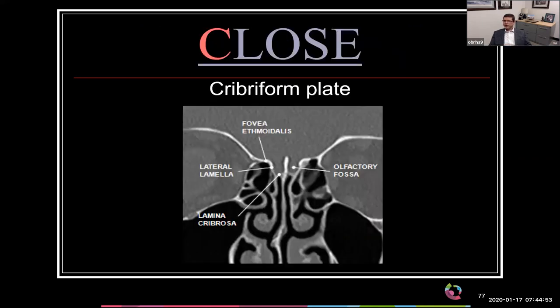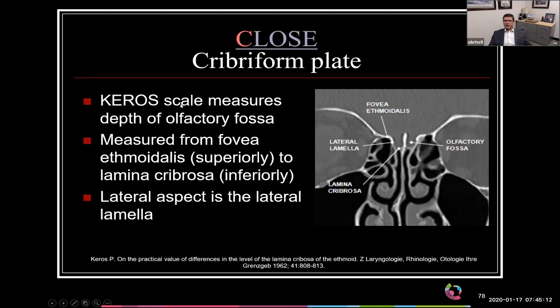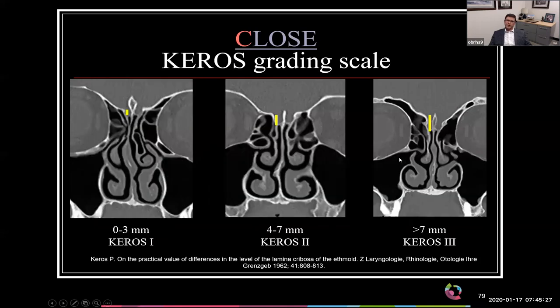So the C refers to the cribriform plate. So the cribriform plate consists of the lamina cribrosa, the vertical lateral lamella, and then the fovea ethmoidalis, which we already talked about, which is the roof of the ethmoid sinus. And these bony margins will separate the olfactory fossa. So the Keros scale measures the depth of that olfactory fossa superiorly from the fovea ethmoidalis, inferiorly down to the lamina cribrosa, and then the lateral margin is the lateral boundary of that olfactory fossa.